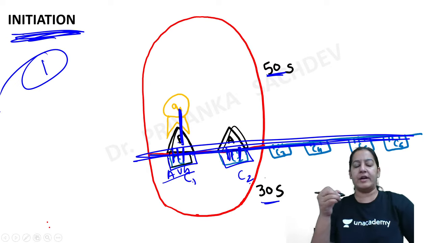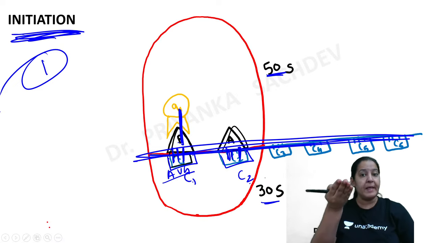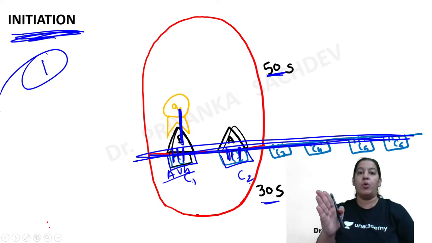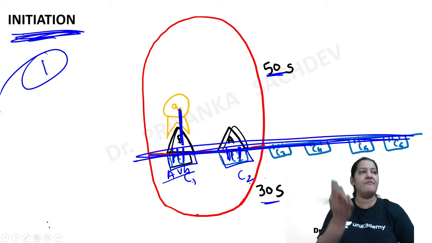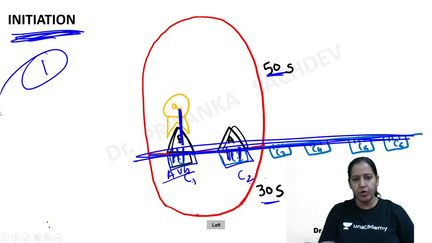Kishore, Priyanka, have you got it? What is the first step of translation? The first step of translation is initiation. In initiation, the first amino acid which codes for the first codon will come and bind at the P window. At the P window, initiation takes place. Everyone, please give me a thumbs up. That is initiation, right? You got my point.